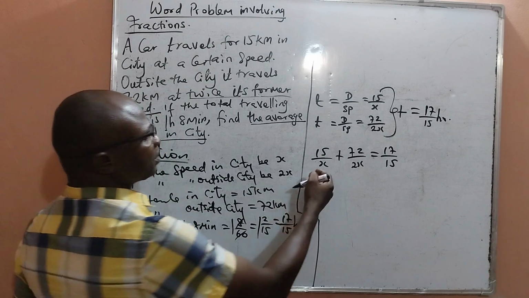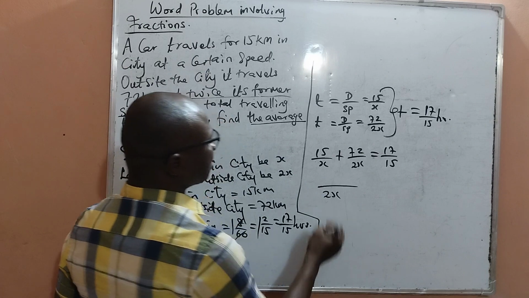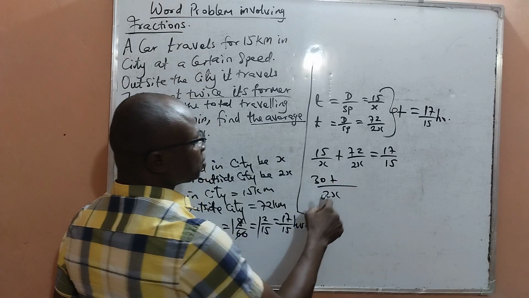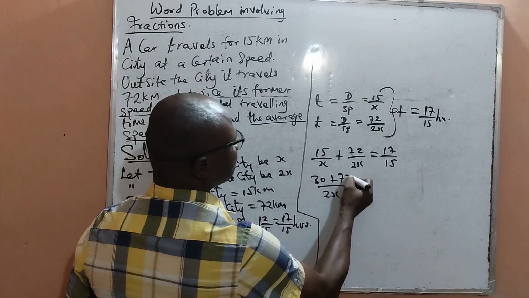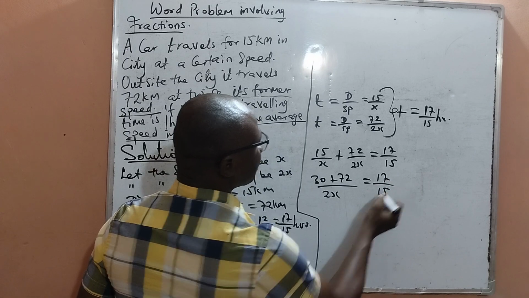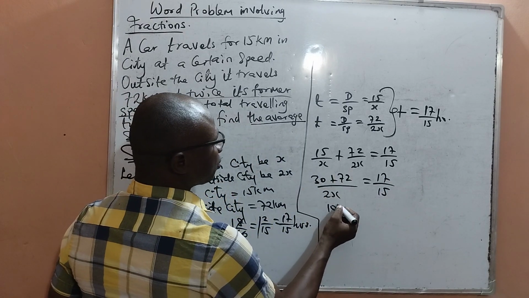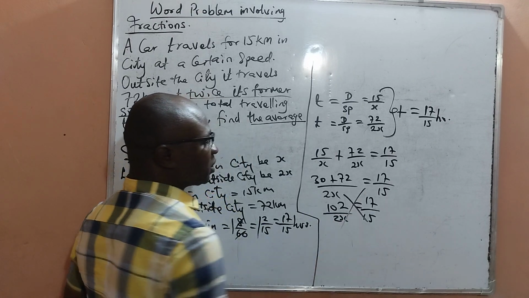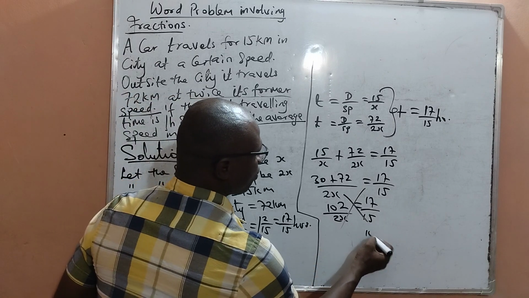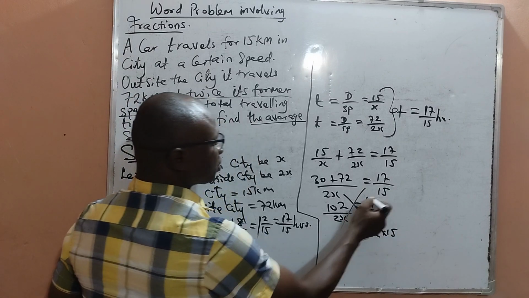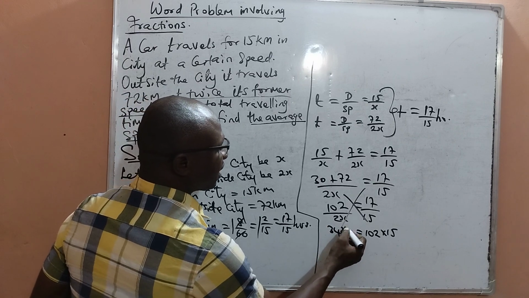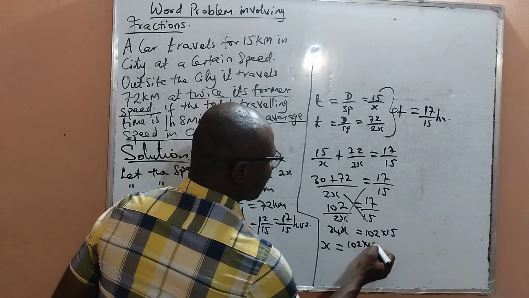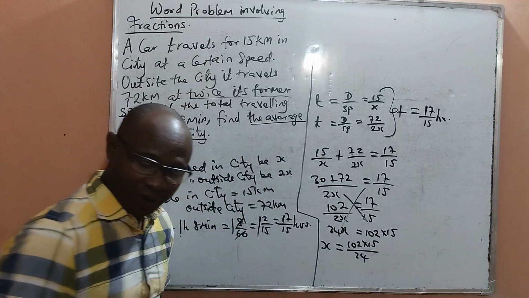Therefore, the LCM of the left hand side is 2x. 2x divided by x gives me 2. 2 multiplied by 15 is 30, plus 2x divided by 2x is 1, multiplied by 72 is 72. Equal to the total time. Therefore, this plus this gives me 102 all over 2x equal to 17 all over 15. By cross multiplication, 102 multiplied by 15 equals 17 times 2x, which gives 34x. Therefore, x will be equal to 102 multiplied by 15 all over 34. That will give me the value of x.